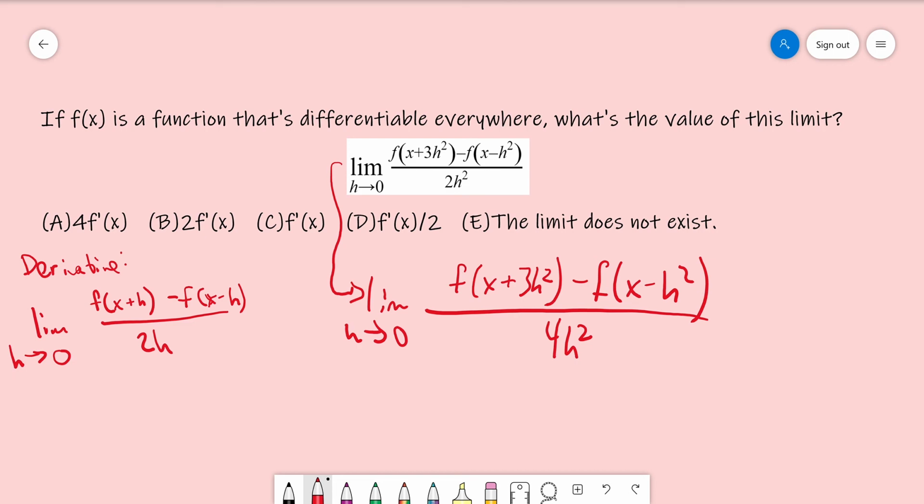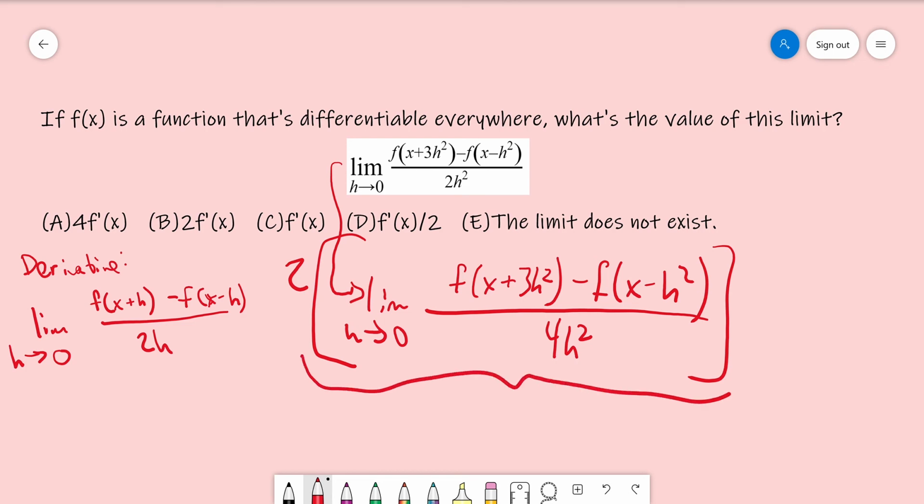So I'm going to put this all in parentheses and multiply by 2. That way the 2 and the 4 cancel out and you just have a 2 left over, like in the denominator of the original expression. And this whole thing here is just the derivative of f, because it's the rise over the run, and you take the limit as h goes to 0. So our answer is 2 times the derivative of f. So that's B.